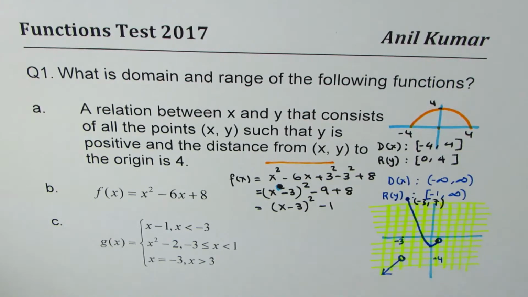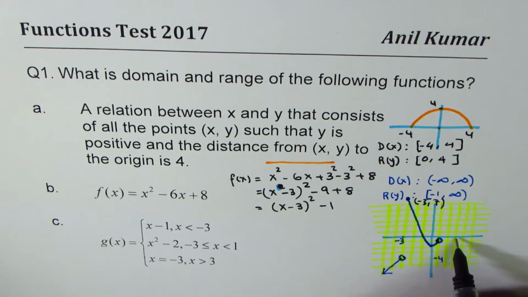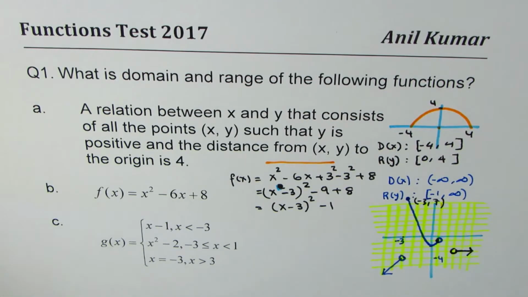Okay. Now the third part is when g of x equals minus 3 for x greater than 3. So this is 1, this is 2, this is 3. It is minus 3, not included. So it's kind of like this, do you see that? So that becomes the piecewise function.